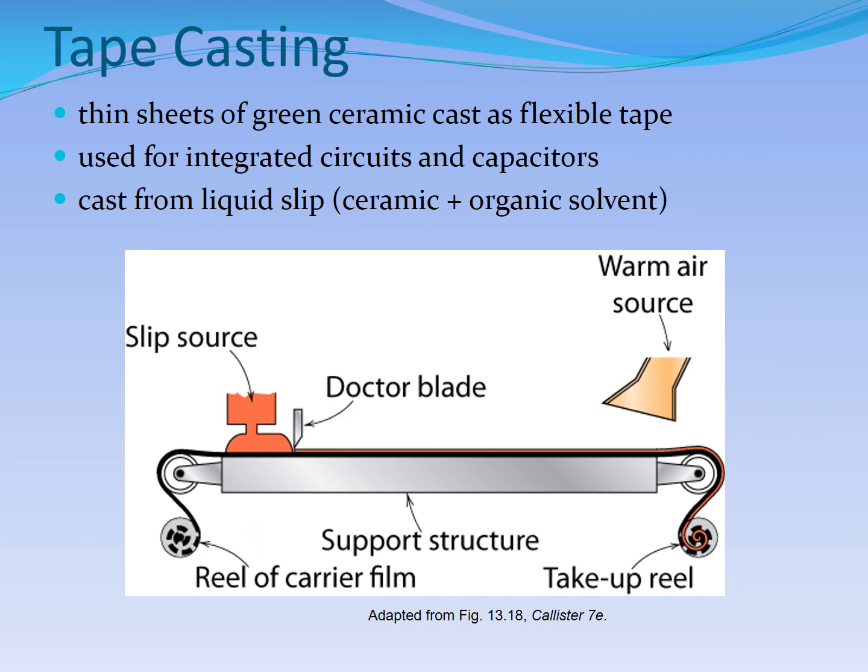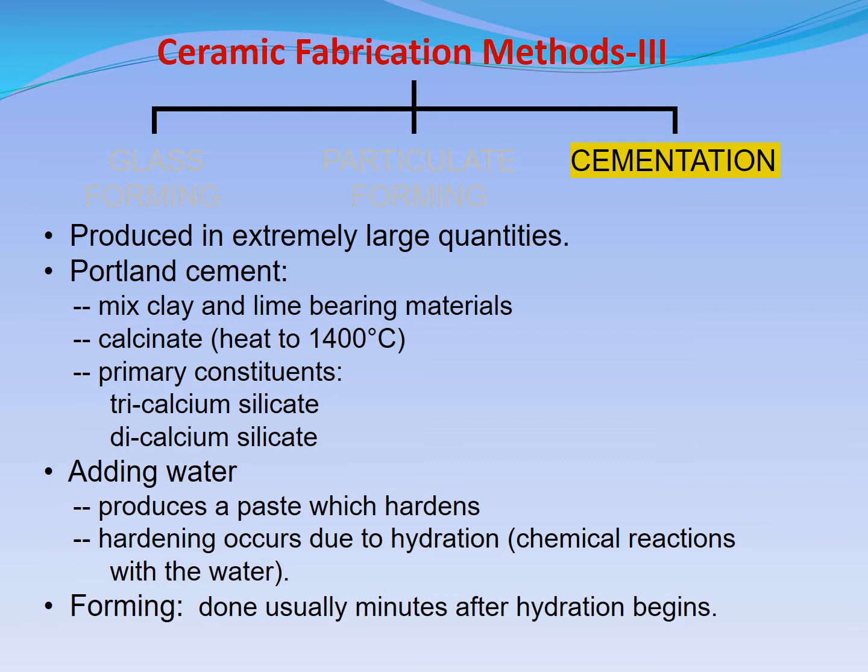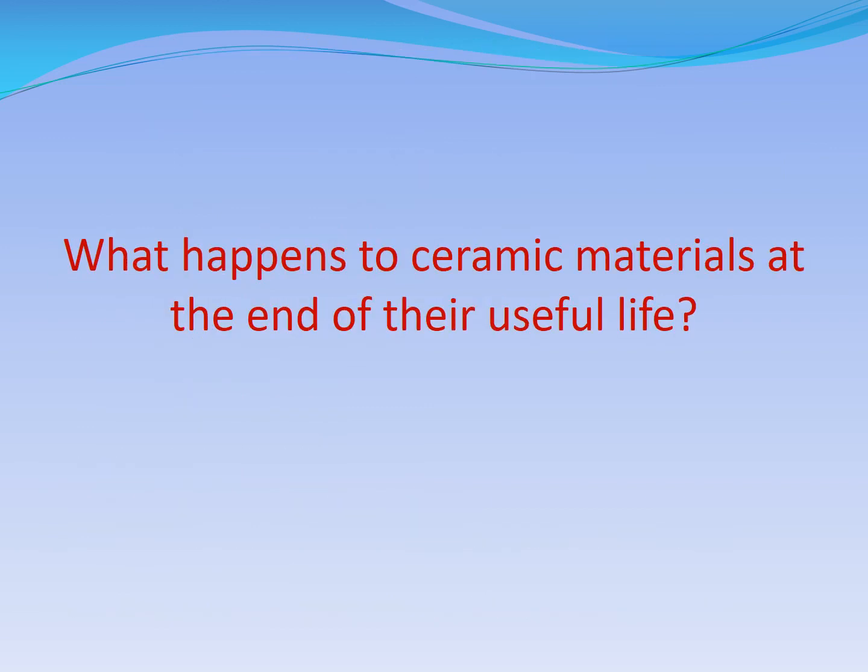Tape casting. Now very thin sheets. Earlier we were making plates of glass, now making very thin plates. So you don't call it a plate, you call it a tape of glass. It is similar to the previous one, but very thin. And finally, in ceramics, cementation, right? You have done glass forming, you have done particulate forming, cementation. So these are some of the manufacturing methods of ceramics.